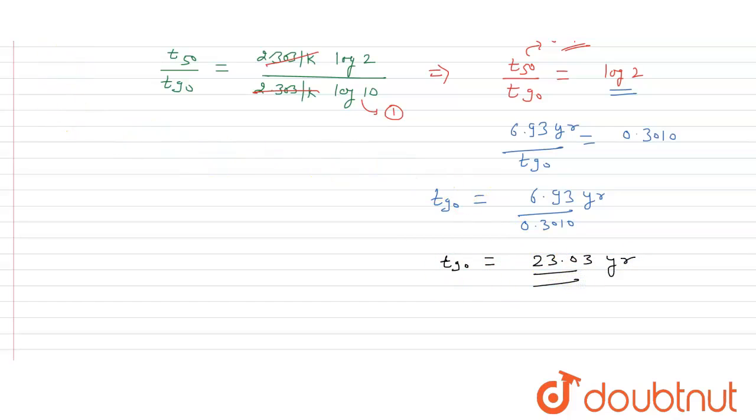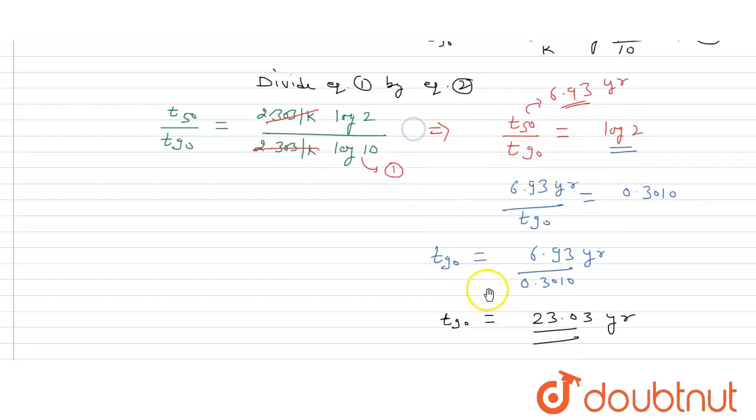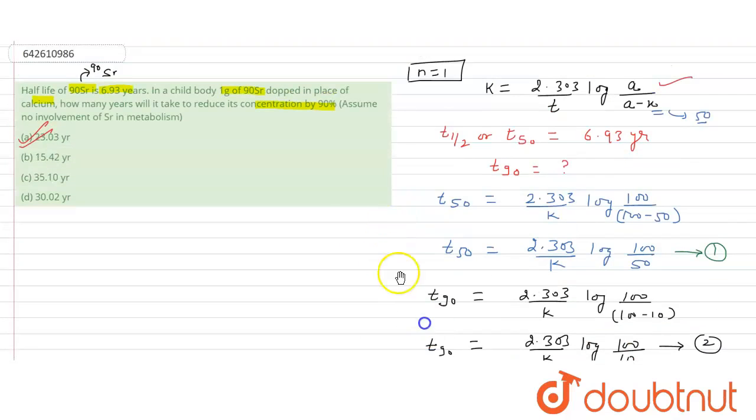Now let's check our options. Option A is 23.03 and option B is here. You can easily answer this question. The correct answer will be 23.03, because we have got this answer in our calculation. So options B, C and D will be wrong answers, and we are left with the correct answer, option A.